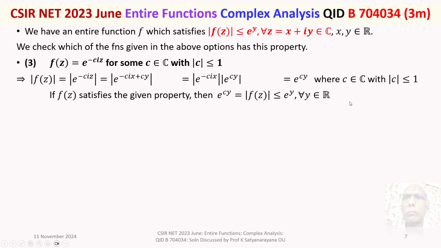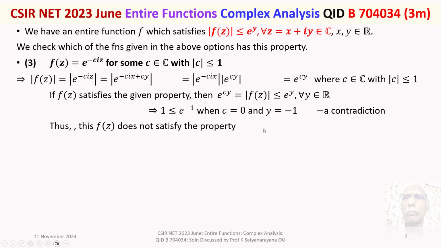If it satisfies the given property, it is less than or equal to e to the power of y for all y belonging to R. Now, if you take c equal to 0, mod c is less than or equal to 1, so it satisfies. So, take c equal to 0 and y equal to −1. The left hand side becomes 1 and the right hand side becomes e to the power of −1. So, this will give rise to 1 less than or equal to e to the power of −1. This will give you e less than or equal to 1, which is a contradiction. This contradiction tells you f(z) doesn't satisfy the given property. Therefore, option 3 is not true.